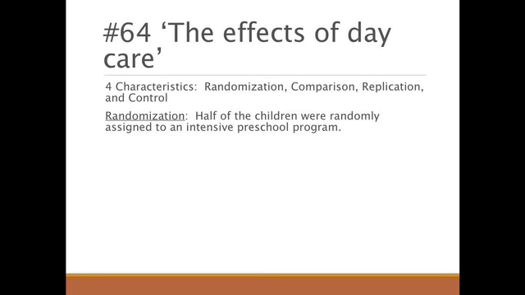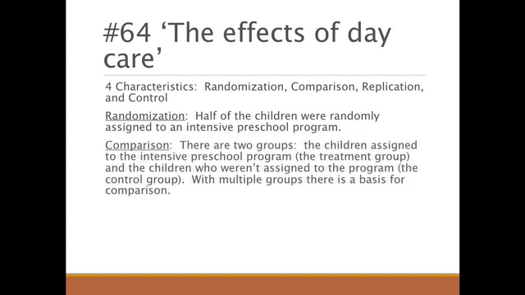The question specifically says half of the children were randomly assigned to an intensive preschool program. Comparison is met because there are two groups. There's the intensive preschool program, the treatment group, and then there's the control group, the students that weren't assigned to the intensive program, so we can compare between the two. There were 111 children included in the study, so there were more than 50 in each group, the treatment and the control group, so there's plenty of replication.